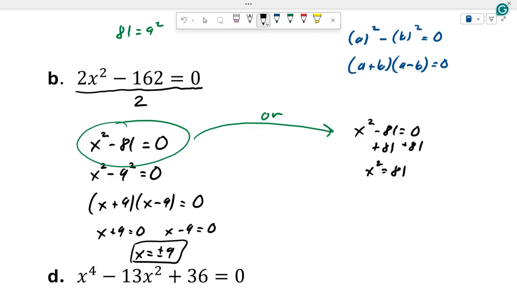Now, to undo squaring, you need to use a square root. If I want to get x by itself, on the left-hand side I can take a square root, and that's exactly what I want: x equals. But you can't just take the square root of the left-hand side, you have to also take the square root of the right-hand side, so we need the square root of 81. I think a lot of you would notice that the square root of 81 is 9, so we get x equals 9.